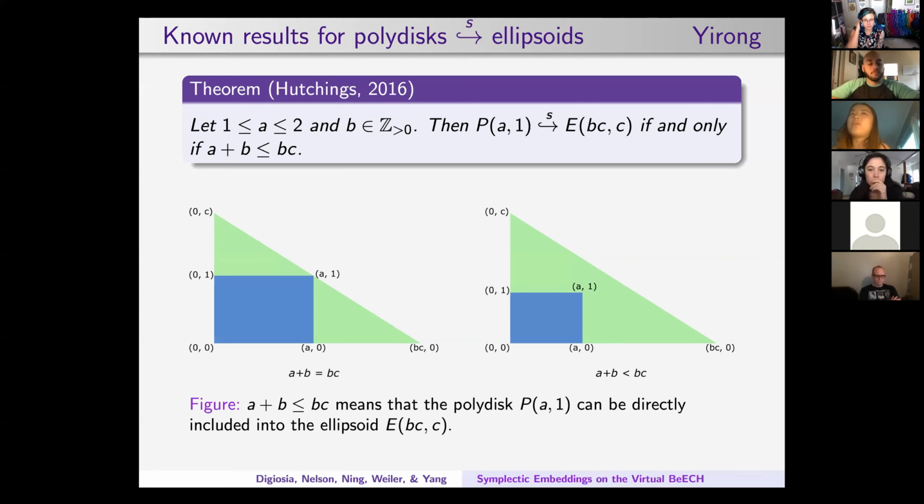Finally, you can see that this result is for A between 1 and 2. This is because when A gets greater than 2, the symplectic embedding actually starts to get flexible. And there is actually a construction of embedding of PA1 into EBCC when A is greater than 2 using a method called symplectic folding, which is due to Felix Schlenk. So this result makes us wonder, if B is not an integer, does the if and only if statement still hold?